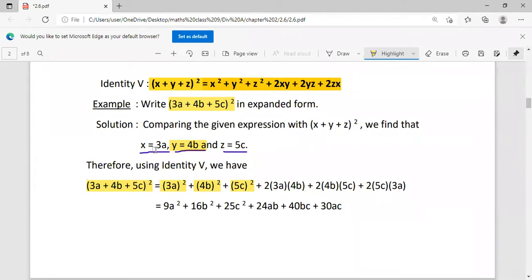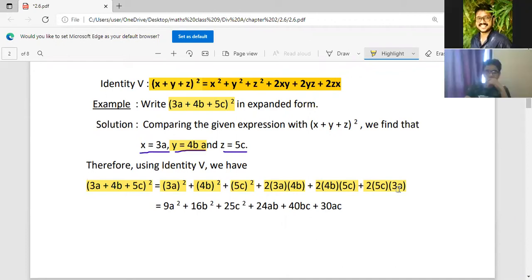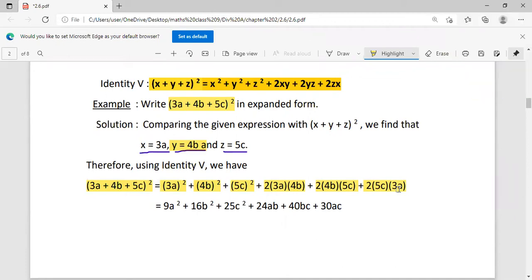And what are x and y? They are 3a and 4b. That is 2 into 3a into 4b. Similarly, 2 into 4b into 5c plus 2 into 5c into 3a. Don't get confused with the length of the terms. They are quite easy, you don't need to worry. This has 6 terms, that's all. Only it has 6 terms. That's the only difference from the previous identities.